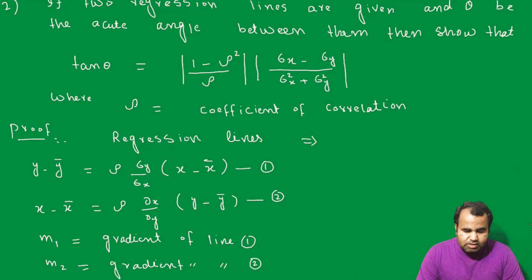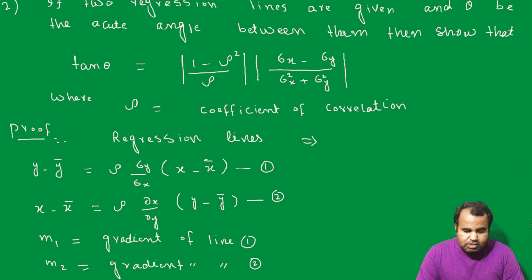After putting the value of m1, it will be rho sigma y over sigma x, and the value of m2 is 1 over rho times sigma y divided by sigma x, divided by, of course, the absolute value, 1 plus rho sigma y over sigma x times 1 over rho sigma y over sigma x.